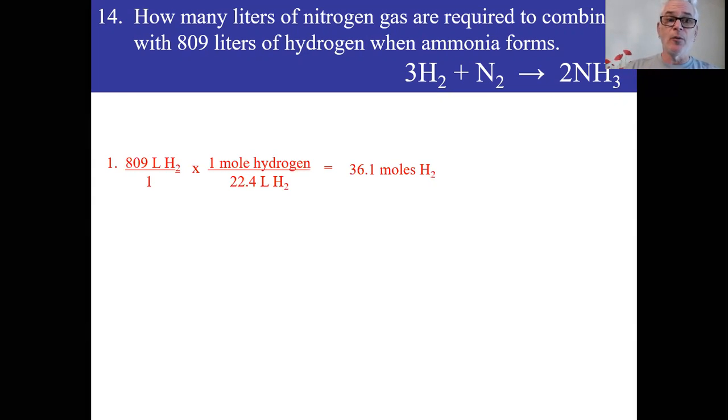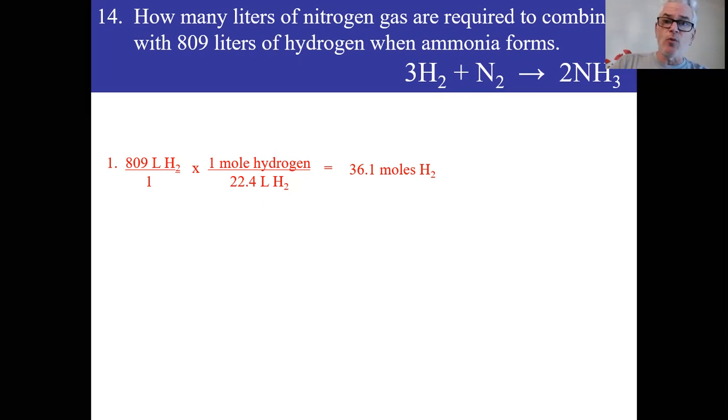The first thing we're going to do, we have 809 liters of hydrogen, and we have to convert that into moles. And 1 mole of any gas is 22.4 liters of that gas. So we have liters in the numerator, we put liters in the denominator. It's a division problem. 809 liters, which is a pretty big balloon. Another name for that is 36.1 moles of hydrogen.